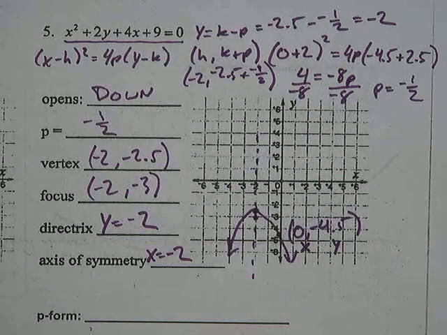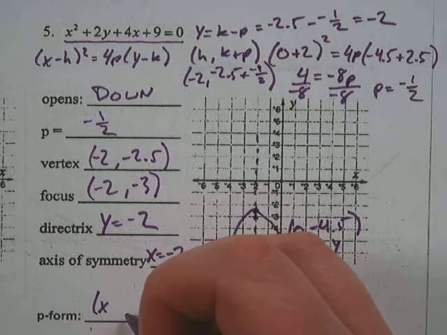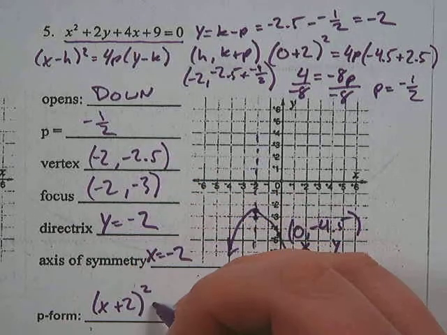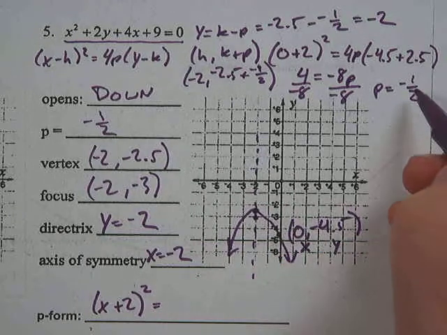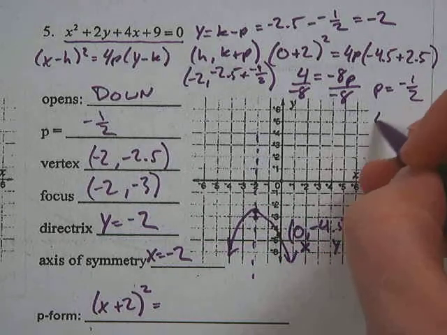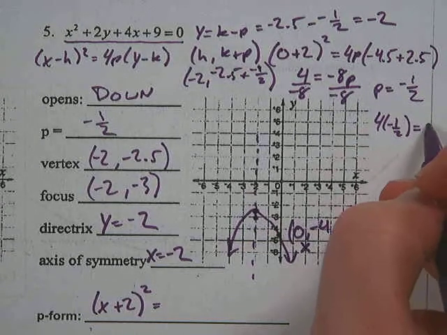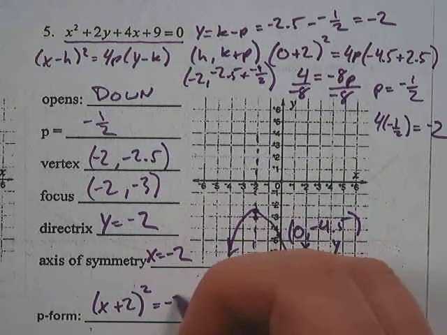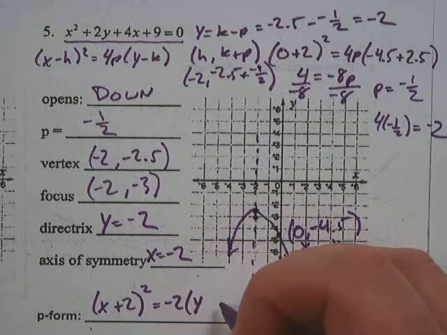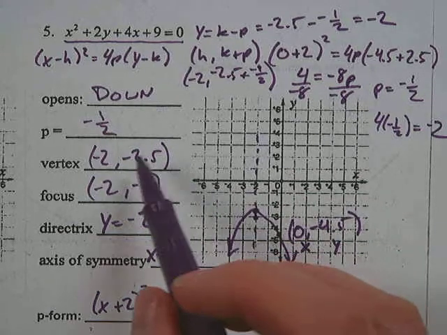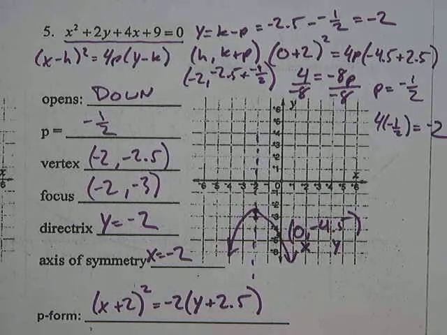And then the last thing we have to do is write this all down in our p form again. So we have x minus h, and h was -2, so +2, squared, equals 4p, so 4 times -1/2 is just going to be -2. So -2 times (y plus 2.5), since it's y minus k, and k is -2.5. So there we go. That is everything we need to have for problem number 5.